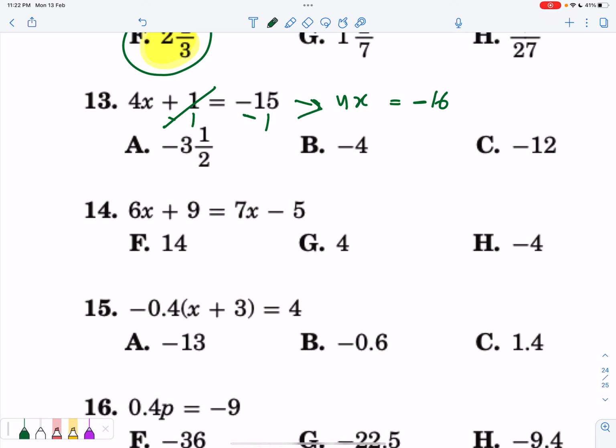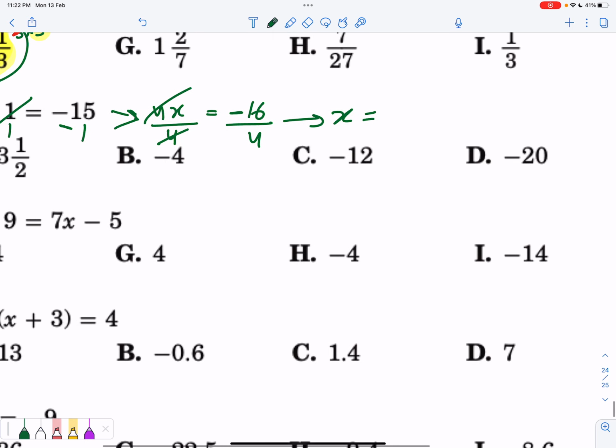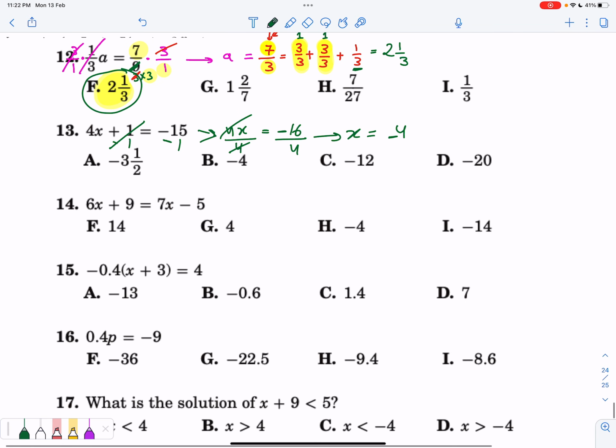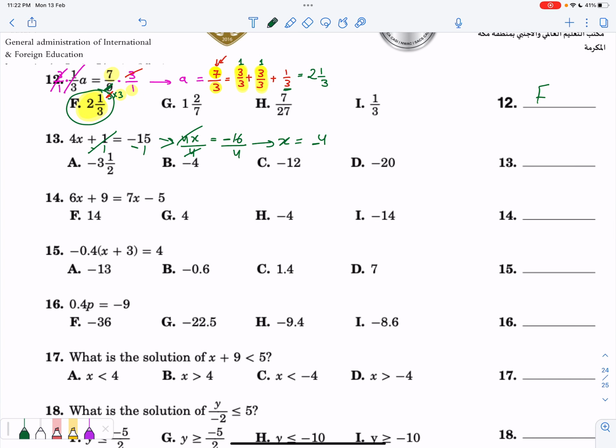Then we need to divide both sides by 4 to get rid of it. So here we have x is equal to negative 16 divided by 4, that is equal to 4, and negative divided by positive is equal to negative, according to that rule. So the correct answer is negative 4, which is answer B.